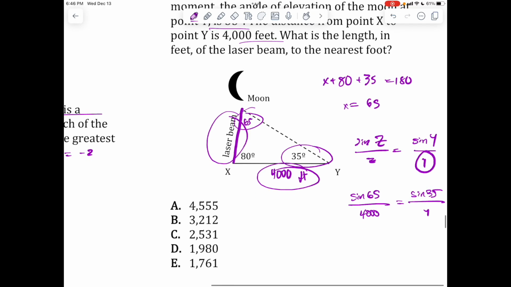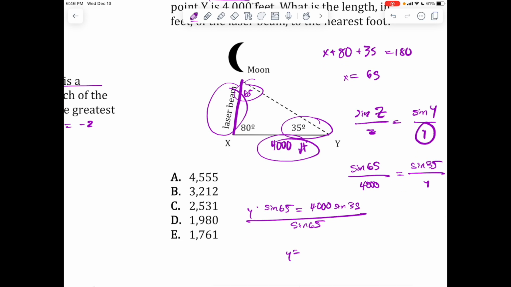All right. Now I can just cross multiply and divide. Y sine 65 is equal to 4,000 sine 35. Y is equal to, so let's do 35 sine divided by 65 sine times 4,000. 2531.